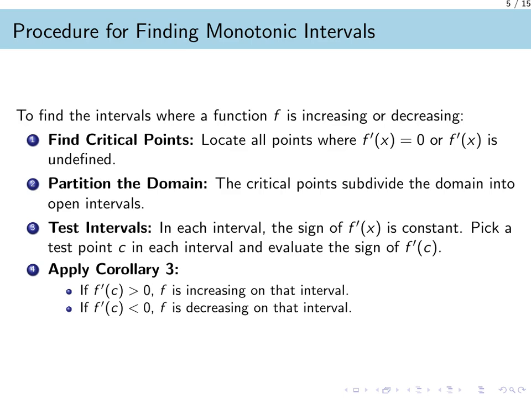Finally, we apply our corollary. If the derivative at our test point is positive, the function is increasing on that entire interval, and if it is negative, the function is decreasing. For example, if the derivative is positive in the interval from 2 to 5, we know the function is rising across that whole stretch. The key takeaway is that the sign of the first derivative between critical points tells us the function's direction.